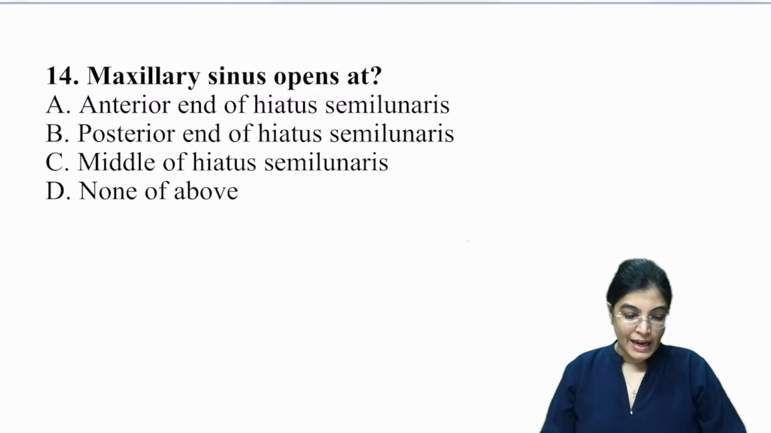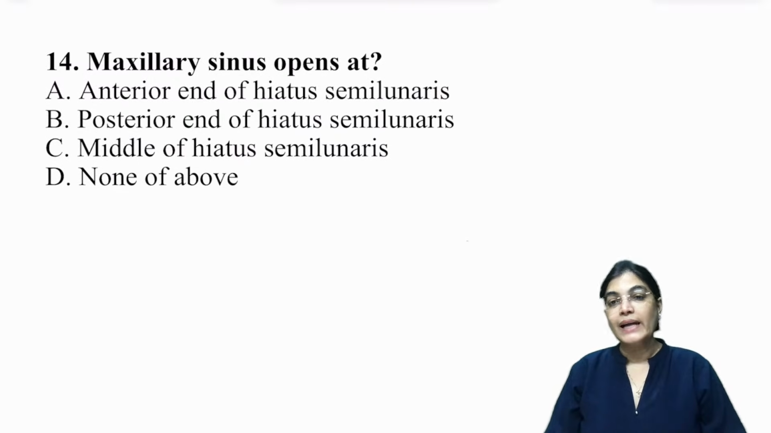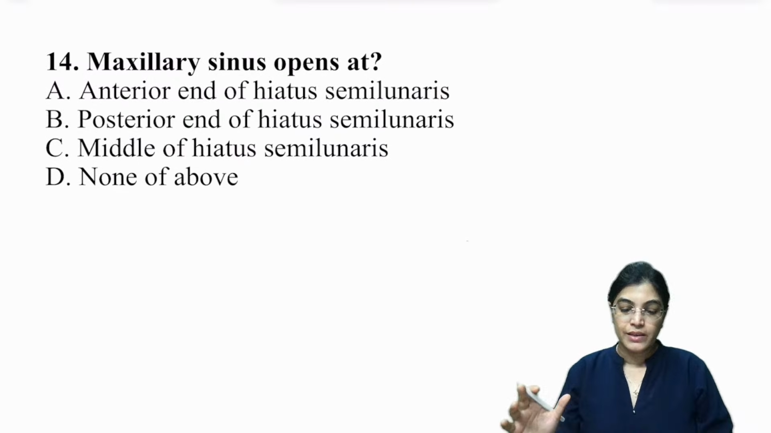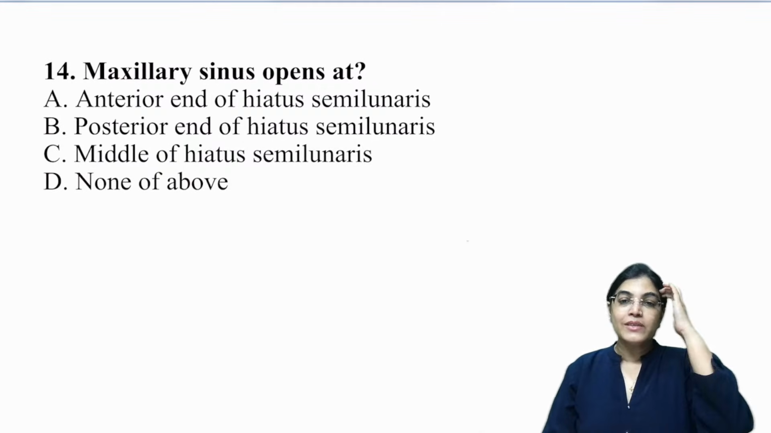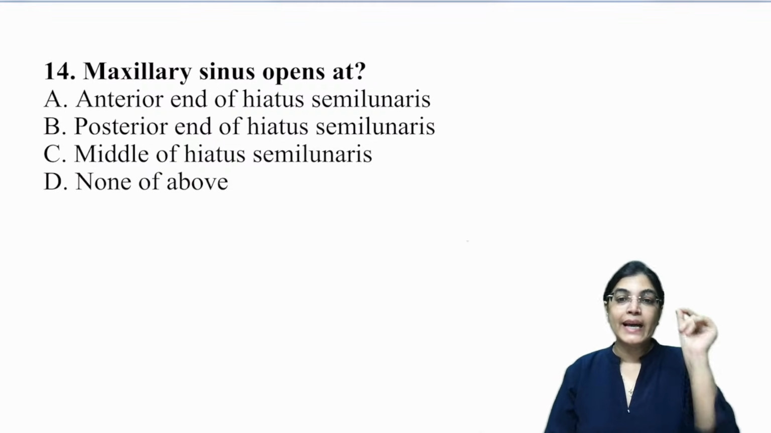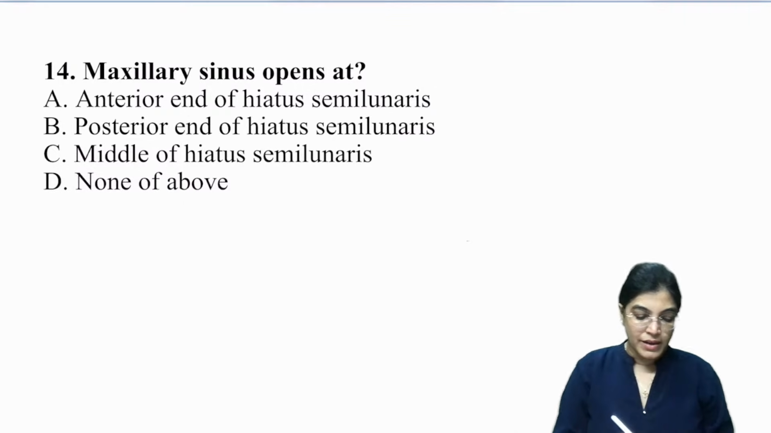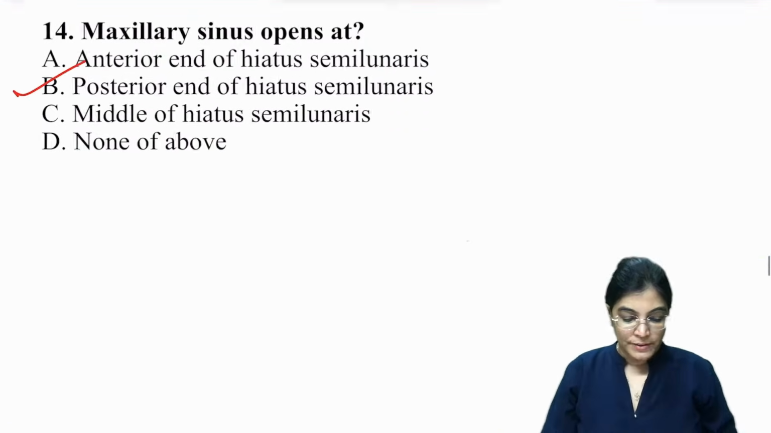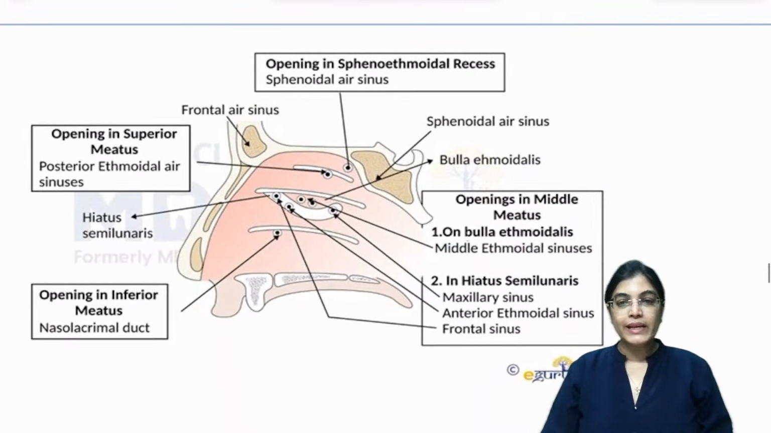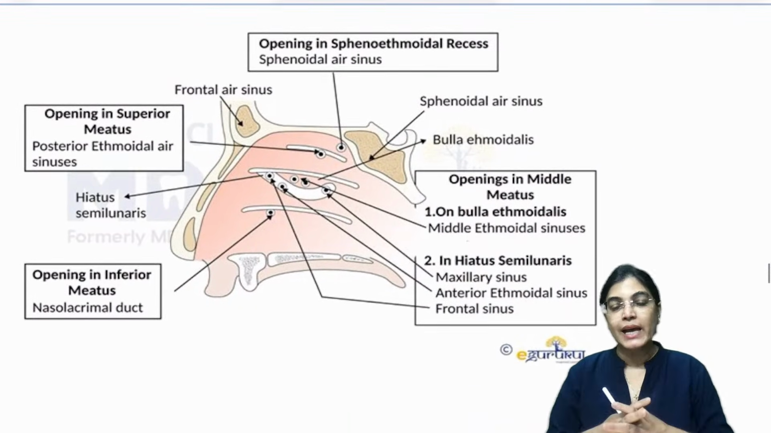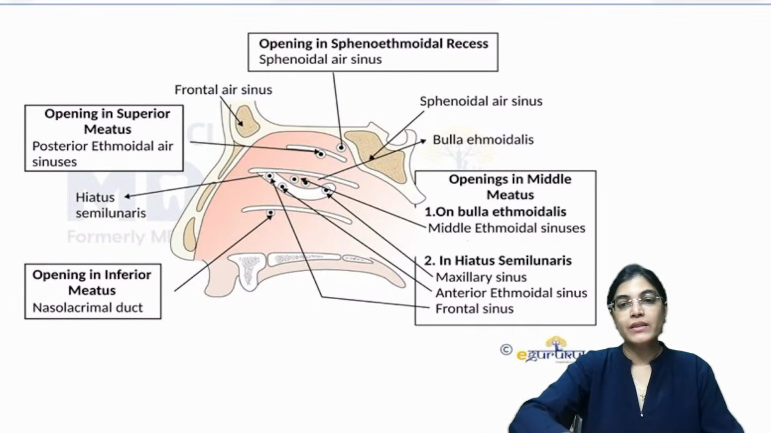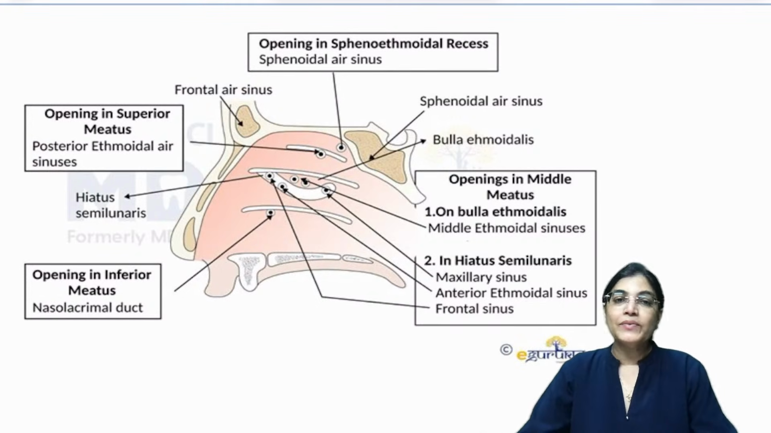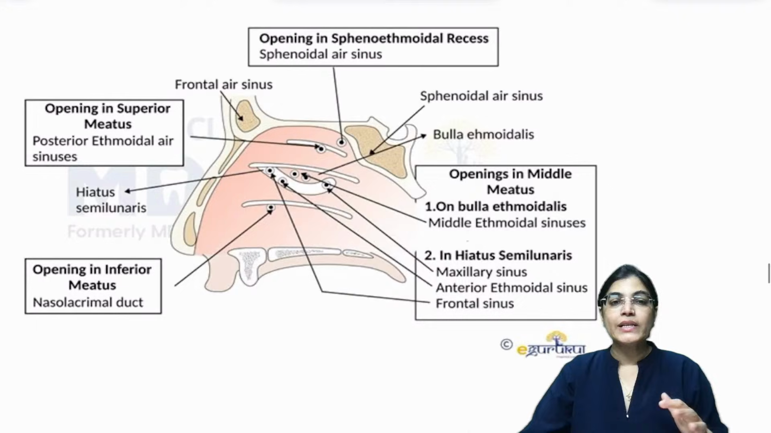If I'm talking about the maxillary sinus, it's the most important sinus, which is often infected, causing sinusitis. The maxillary sinus opening you will see in the hiatus semilunaris, posterior part. So the posterior end of the hiatus semilunaris is absolutely correct, everyone. And I just want you to take a quick recapitulation of all the sinuses and important structures opening in the lateral wall of the nose.